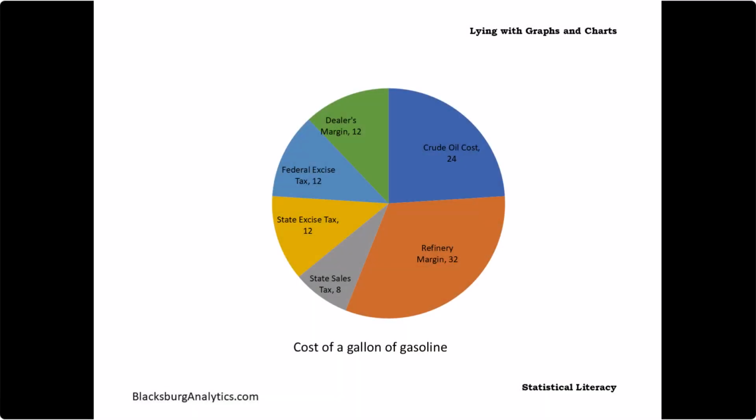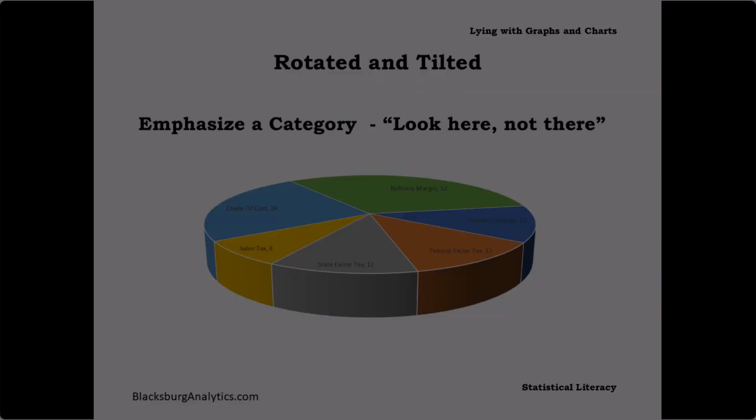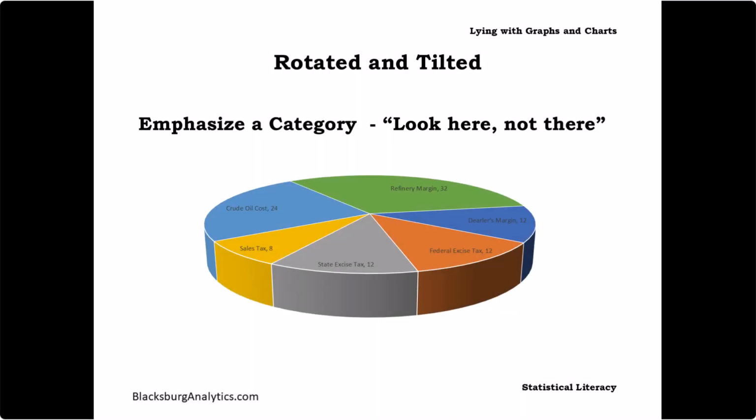This pie chart supposedly shows who gets what percent of the price of a gallon of gasoline. From this pie chart, it is clear that the refinery margin is the largest and state sales tax is the smallest. A pie chart can be rotated to emphasize a category. The category at the front looks larger than it actually is.